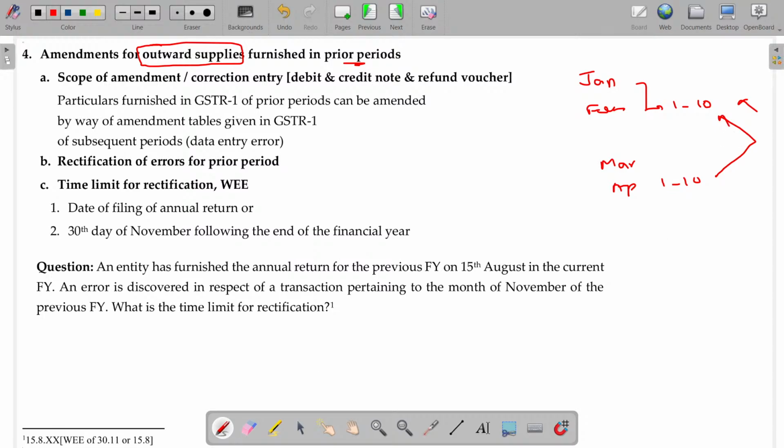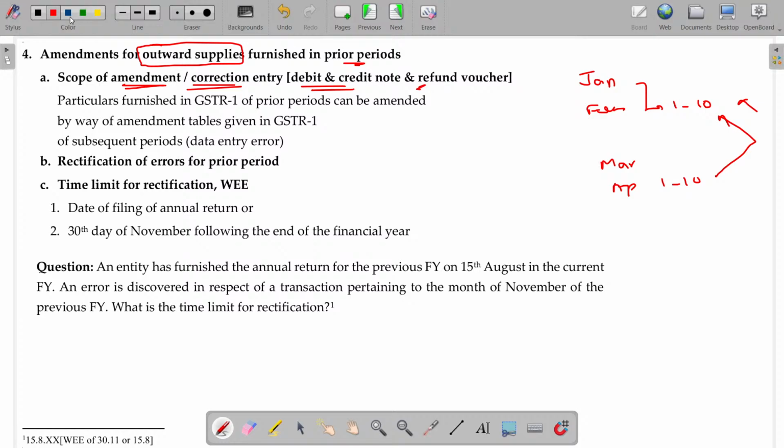In the GST form, there will be a separate table for amendment details to be furnished. Scope of amendment: correction entry, debit note or credit note. Via debit note and credit note is also available, and refund voucher also. While collecting the advance, you paid the GST. Later, you didn't supply, you refunded that. So, you want to reverse that, you can do the reversion.